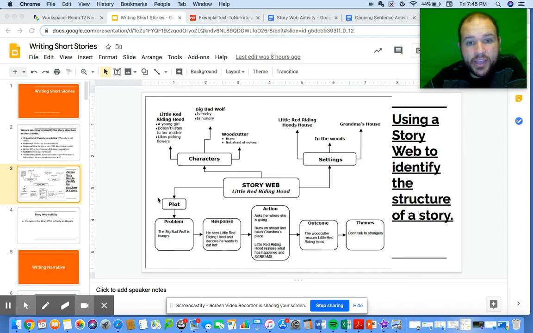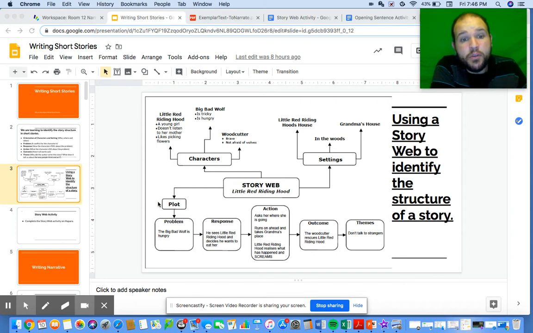Then the plot of the story is how the story moves along and how the story progresses. Generally in stories, we tend to have at the beginning a bit of an orientation where we find out about some of the characters. So the orientation in Little Red Riding Hood talks about how Little Red Riding Hood is about to go on a journey to see her grandma and bring her some lovely fruit and preserves and different things like that.